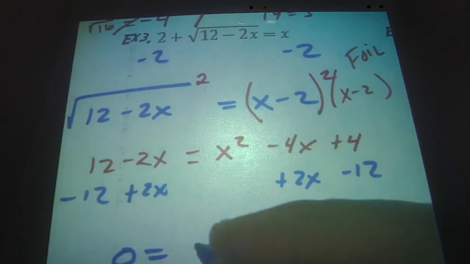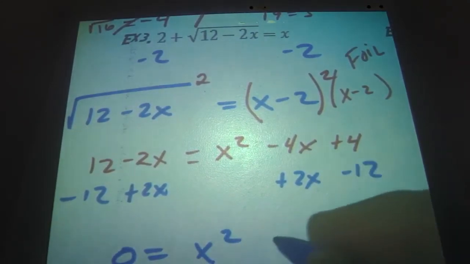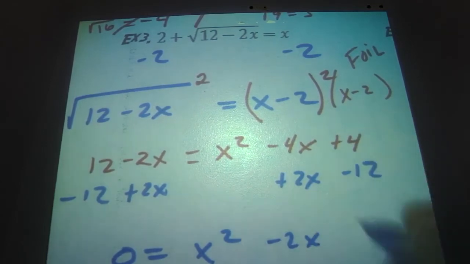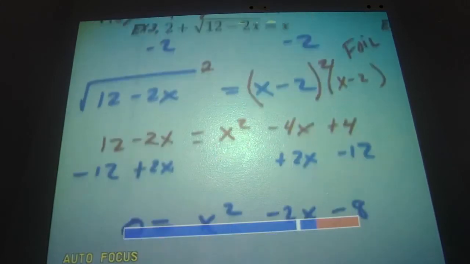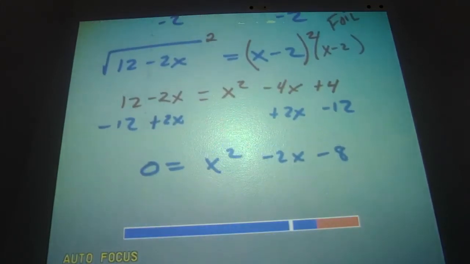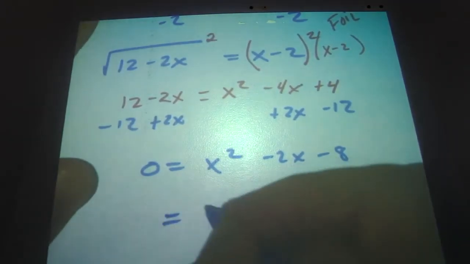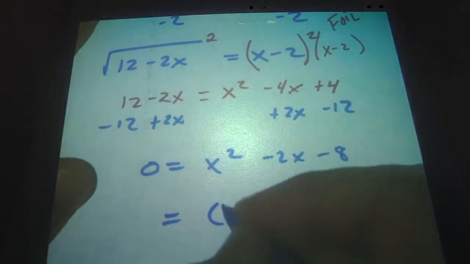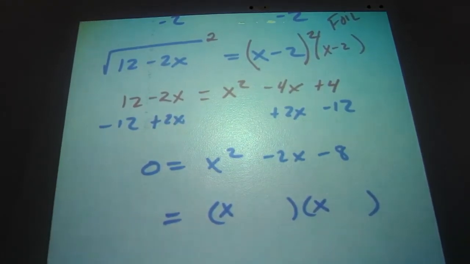Now we get 0 equals x squared, negative 4x plus 2x is a negative 2x, and 4 minus 12 is a negative 8. And then we say, teach me how to factor. We got x squared, x and x. And we got to come up with factors of negative 8 that add up to negative 2.